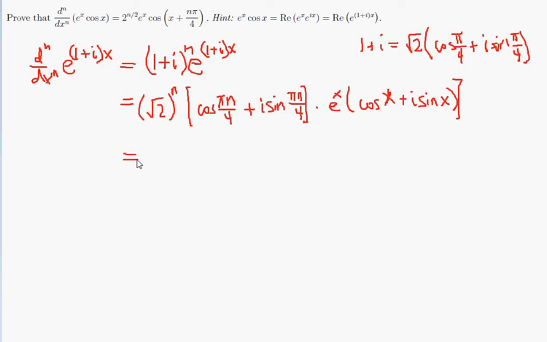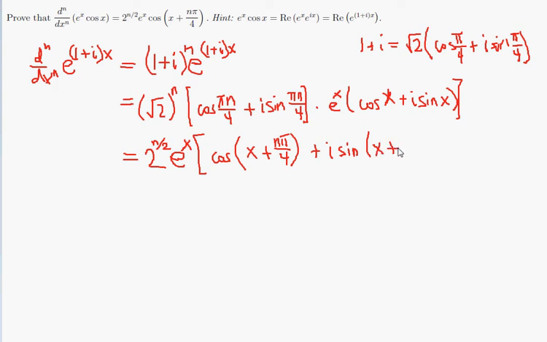So therefore, by the rules for multiplying complex numbers, what I have here is 2 to the n over 2, 2 to the 1 half to the n, so half times n gives me the exponent, times e to the x, and then the angles add. So I have cosine of x plus n pi over 4 plus i sine of x plus n pi over 4.